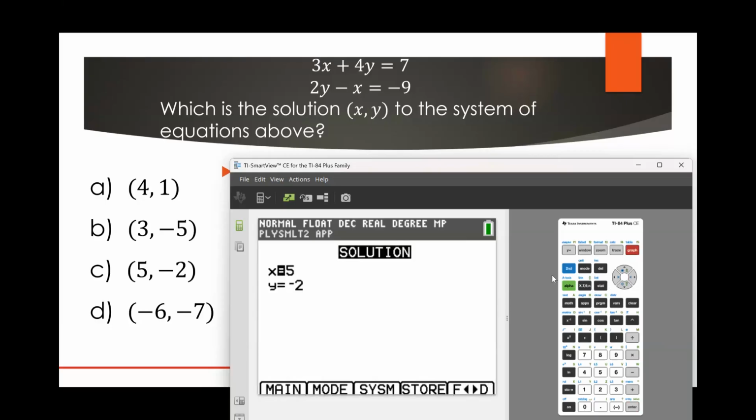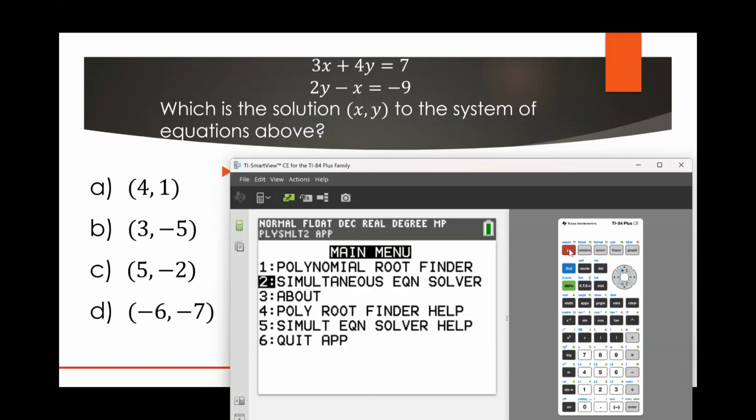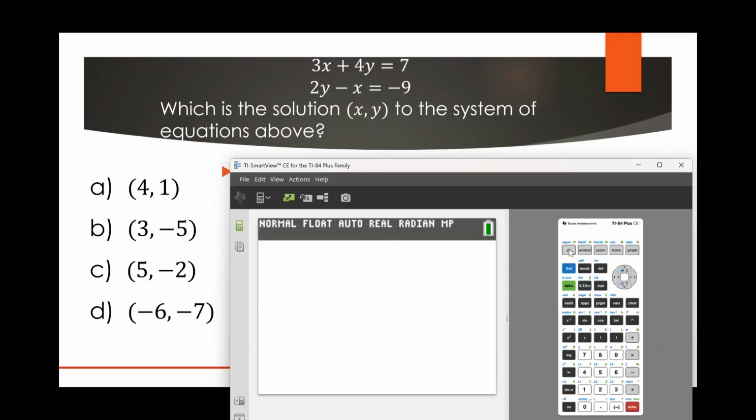All right, so let's see here. Now to get out of this, this is an app. We want this main button on the far left-hand side, which is the y equals key. We're going to press that, and then we're going to come all the way down to number 6, which says quit the application. That's how you get out of that screen. Otherwise, you're like, how do I get out?